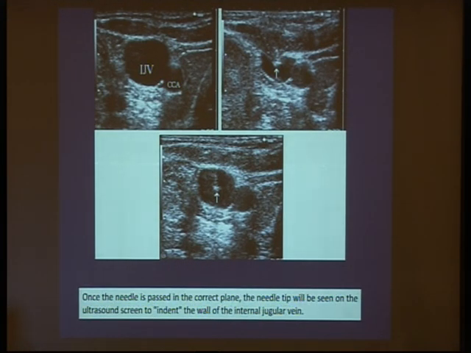How many of you are using ultrasound guided technique? So perhaps you might teach me.